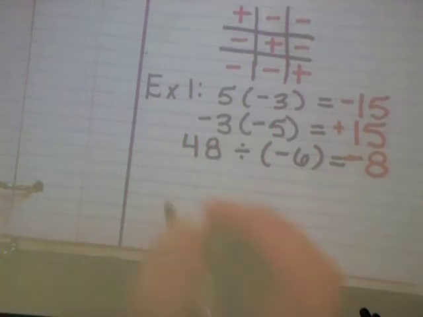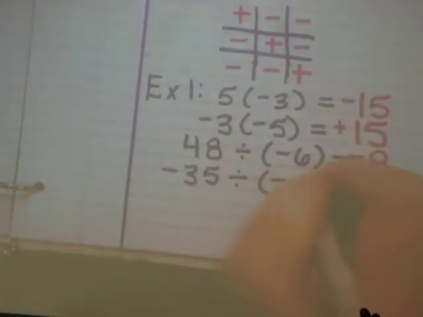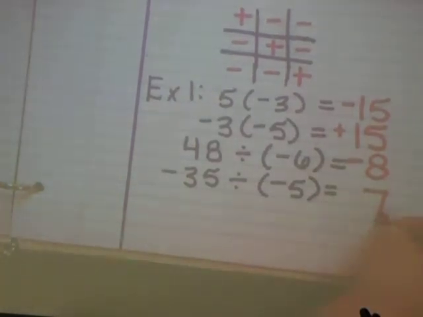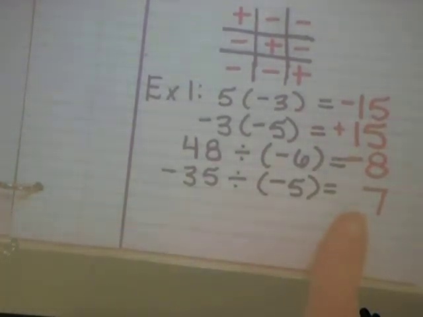And the last one, -35 divided by -5. 5 going into 35? 7 times. The signs are the same, so what's on the 7? Positive. When the signs are the same, it's a positive answer.